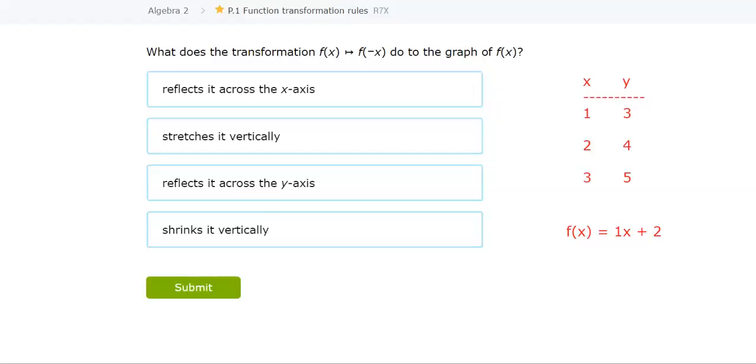Okay, this is example 3 for IXL Algebra 2 P1 function transformation rules. So this is a transformation that's a little less familiar to us. If we have a negative next to our x inside the parentheses, it means it's affecting our input. It's going to be affecting us in a horizontal way. Now, negative will tell us that we are going to be reflecting.